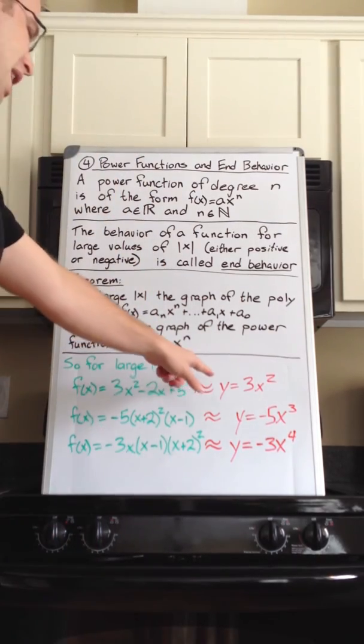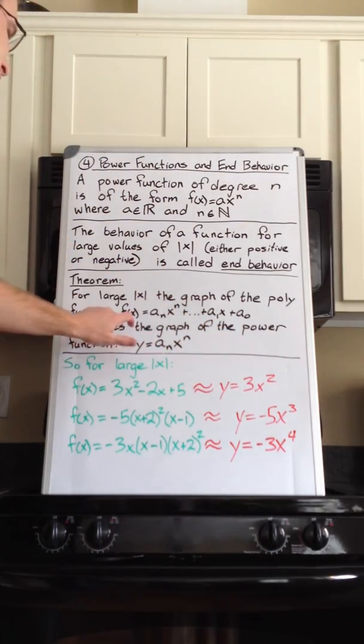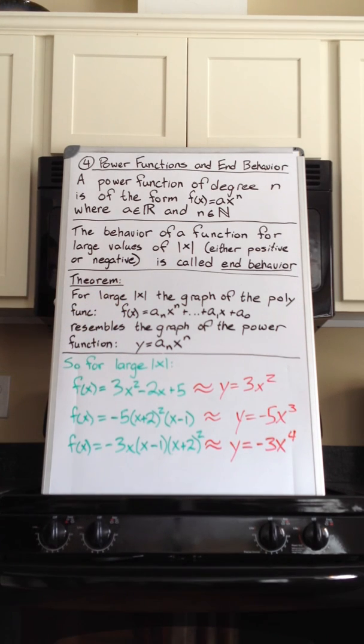I could have just as easily put f of x equals 3x squared. This was the way the theorem wrote it. But we know f of x and y are equivalent for functions.